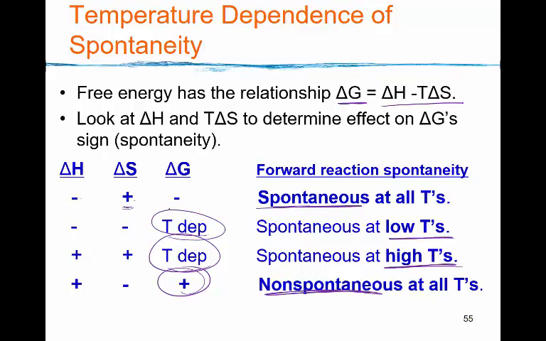Okay, so negative, positive will give us a negative. That will be spontaneous no matter what. Positive delta H and a negative delta S is going to give us a positive delta G. That will be non-spontaneous at all temperatures. Where you've got to do some interpretation, if you've got negative, negative, that's only going to be spontaneous at low. If you've got positive, positive, only at high, because your delta G will be dependent on temperature.